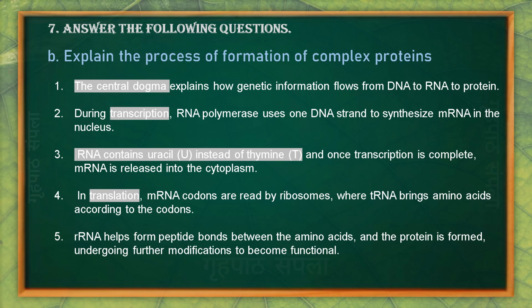3. RNA contains uracil instead of thymine, and once transcription is complete, 4. in translation, mRNA codons are read by ribosomes, where tRNA brings amino acids according to the codon. 5. RNA helps form peptide bonds between the amino acids and the protein is formed, undergoing further modifications to become functional.